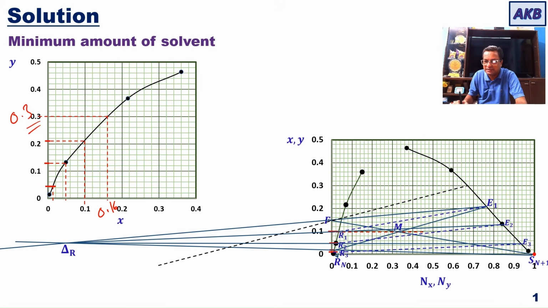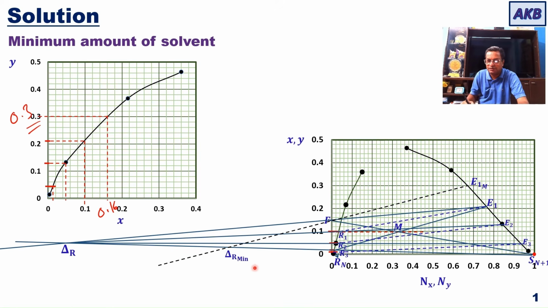And I will extend the tie line so that it intersects the B reach part of the curve, and it also intersects the line Sn plus 1 Rn going to delta R. So I get this point and I get this point. I'm going to call this point E1 M because it is representing E1 for the case of minimum solvent, and this delta R will be delta R for minimum solvent. So I'm calling that point delta R minimum.